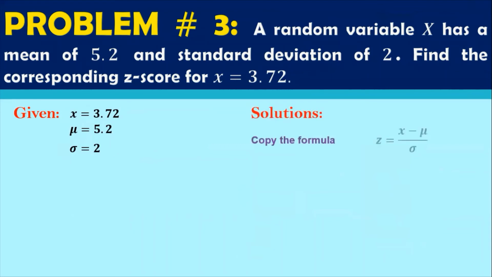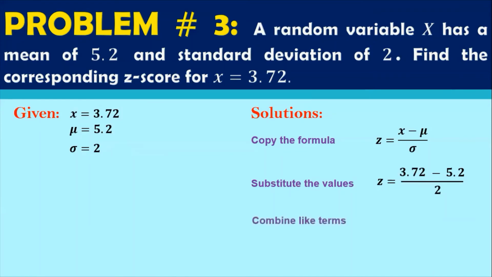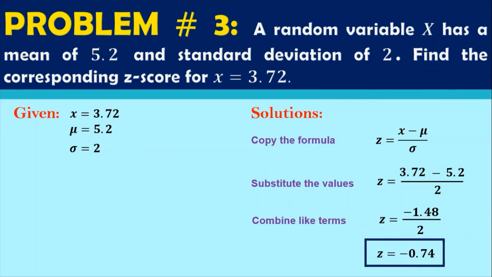Using the same formula, we have z is equal to x minus mu all over the standard deviation, and substituting the values, we have z is equal to 3.72 minus 5.2 all over our standard deviation, which is 2. Simplifying the numerator, that will give us z is equal to negative 1.48 divided by 2, and the z-score is negative 0.74. So that's the equivalent value of our x, which is 3.72.